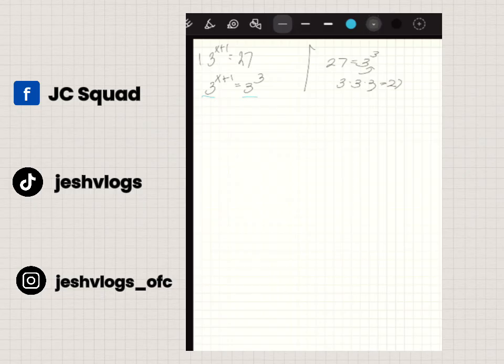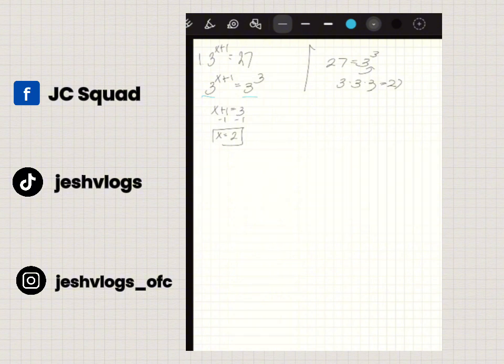The next step is we simply equate the exponents. So x plus 1 equals 3. And then we simply solve for x. So we subtract 1 on both sides, and we find out that x is equal to 2. So that's basically how we solve exponential problems.